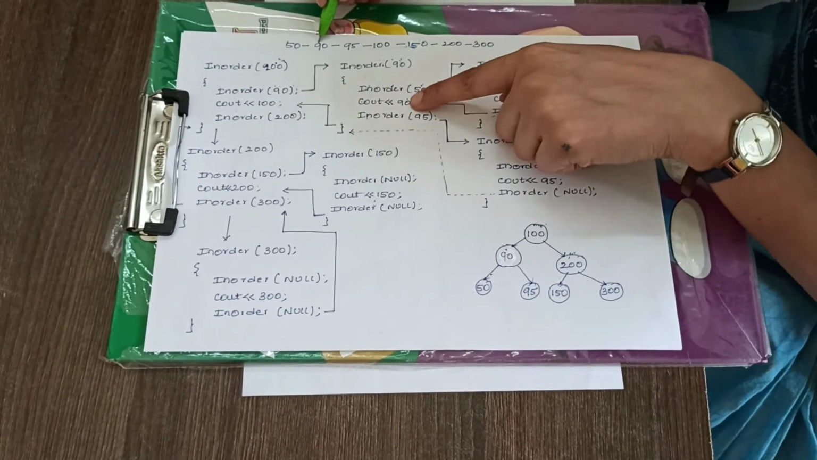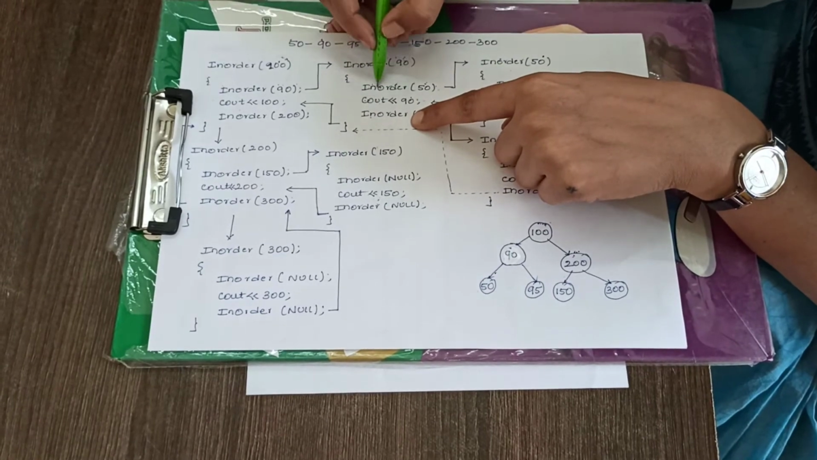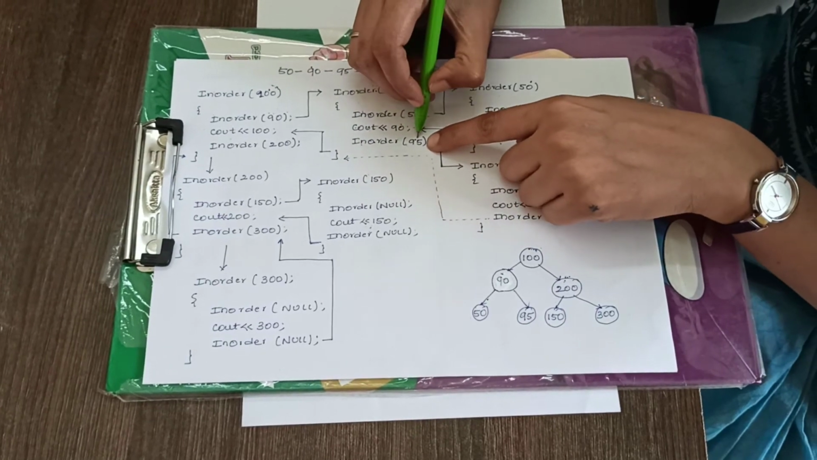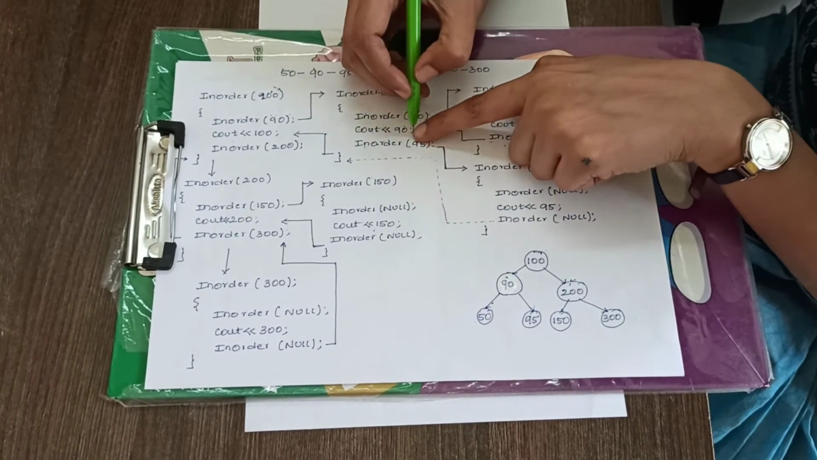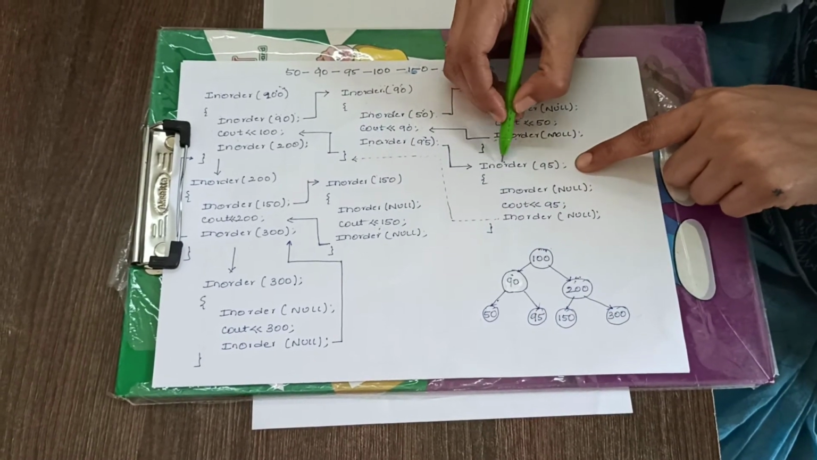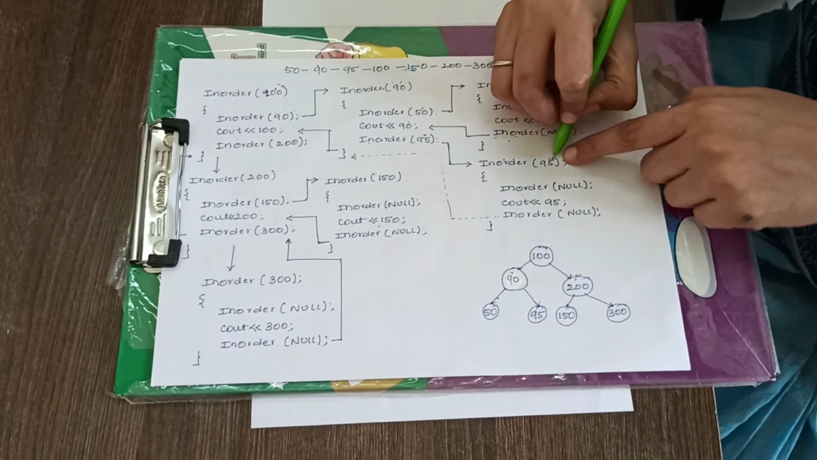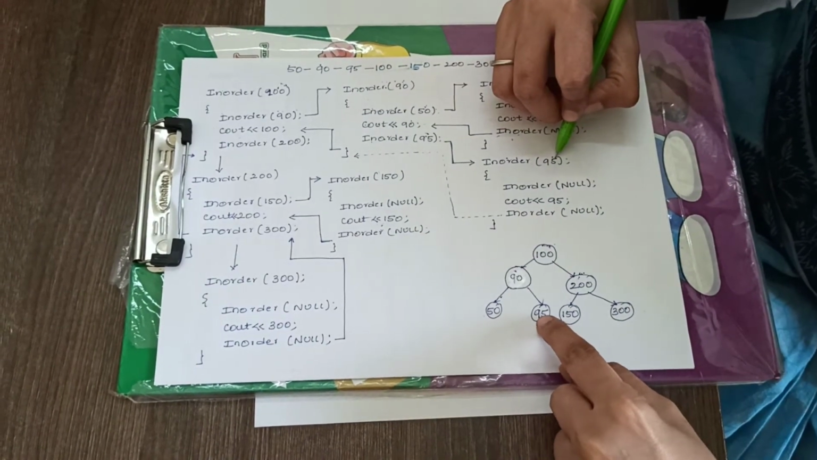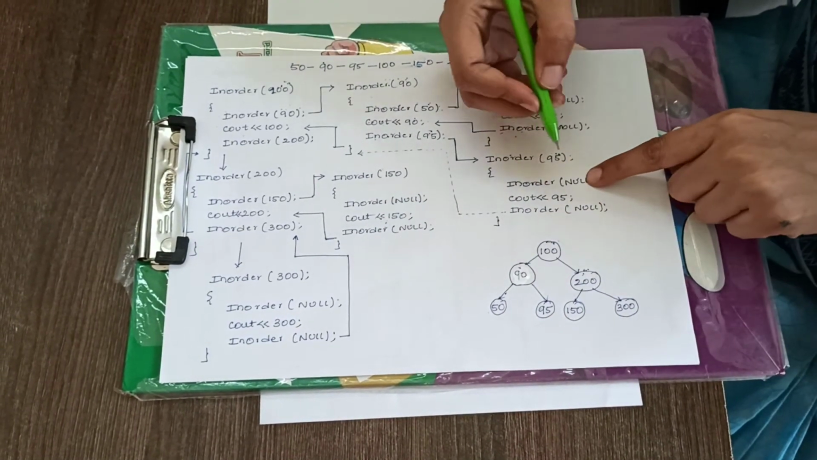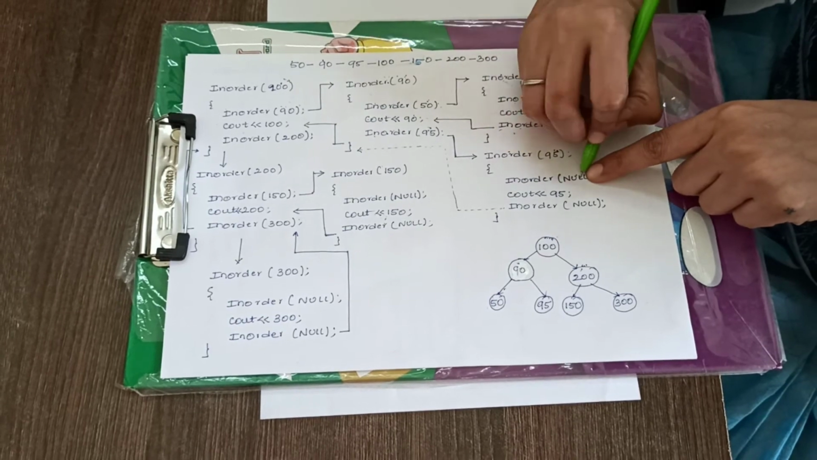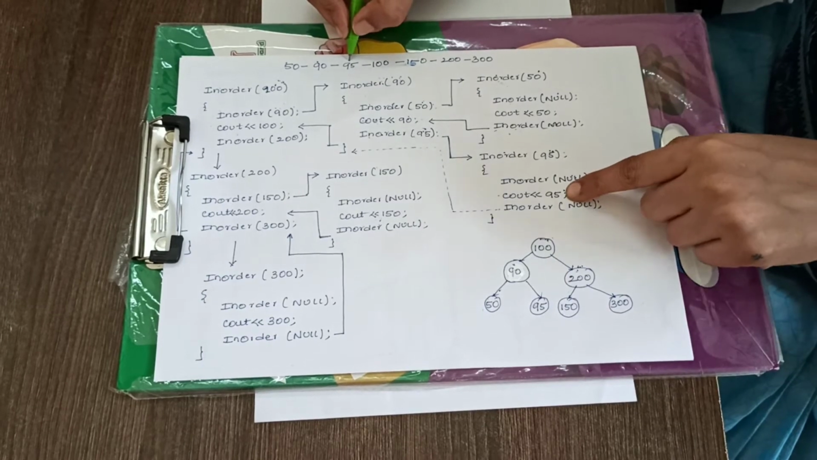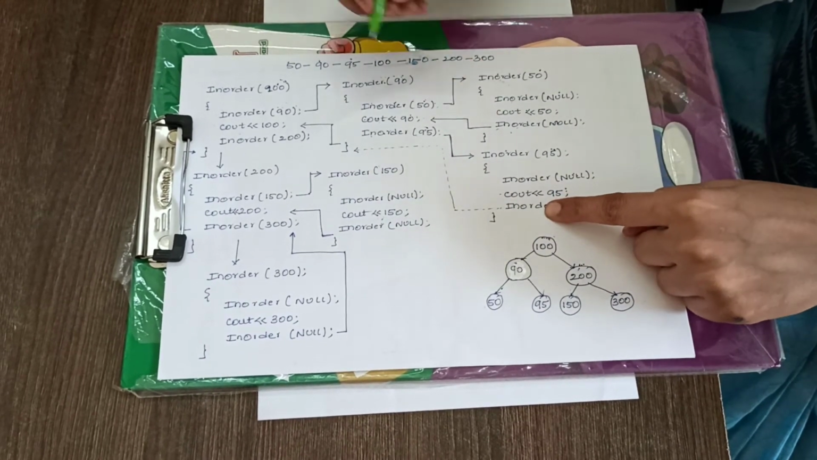After displaying 90, the third statement in this function is Inorder of 95. 95 is a node which is considered as a root node, and it should execute recursively again. So the control is given to Inorder of 95. For 95 there is no left child or right child, so Inorder of null will not execute recursively. This statement will be executed, that is, 95 will be displayed, and after this, the statement Inorder of null must be executed.